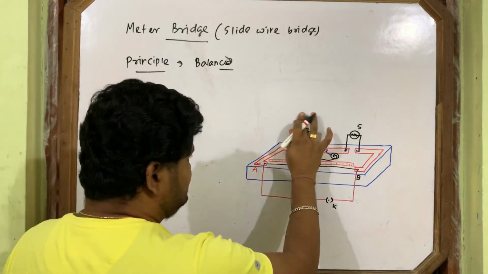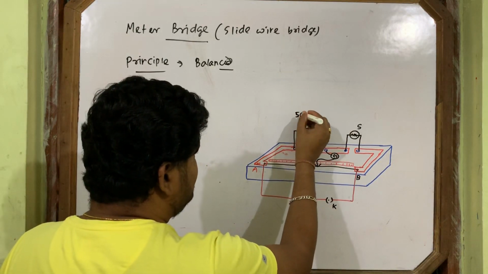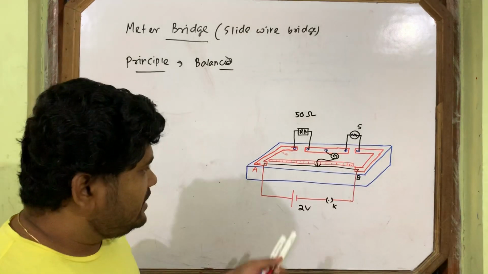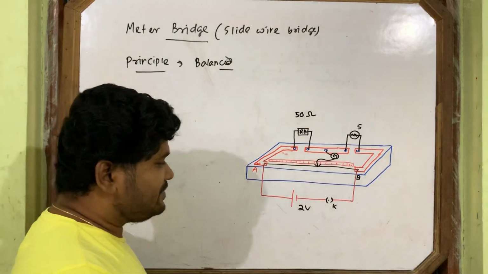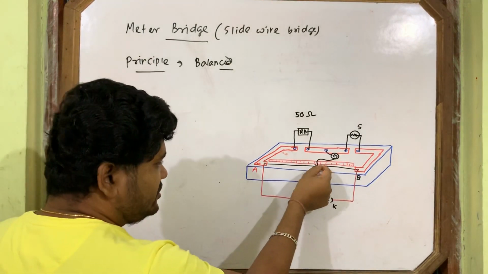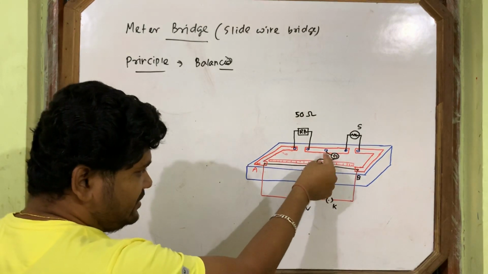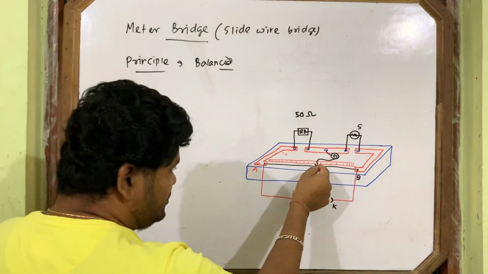I am giving an example. Suppose you apply a resistance of 50 ohm here. If you apply a resistance of 50 ohm, now what will happen? What will we do after applying the resistance? This wire will be used. It will use a long wire here because it has to move from this end to this end. This jockey will be brought.